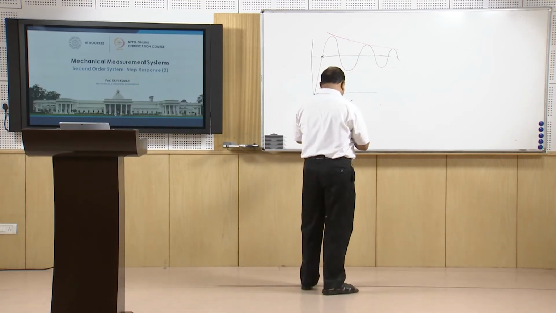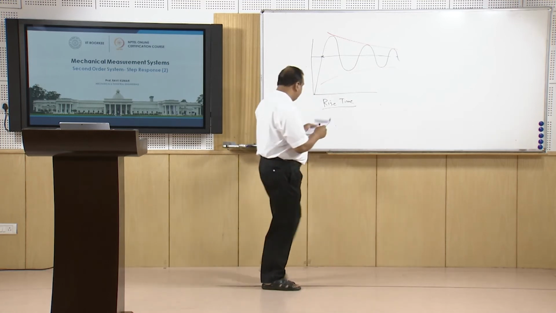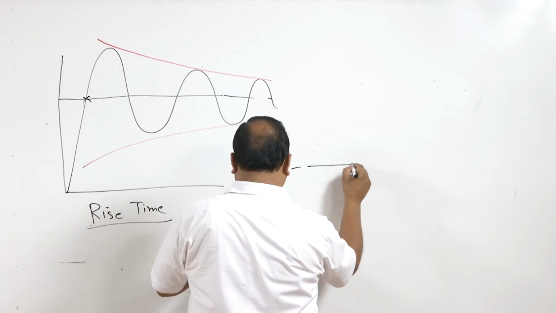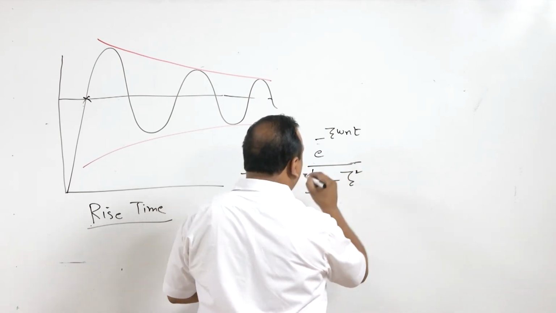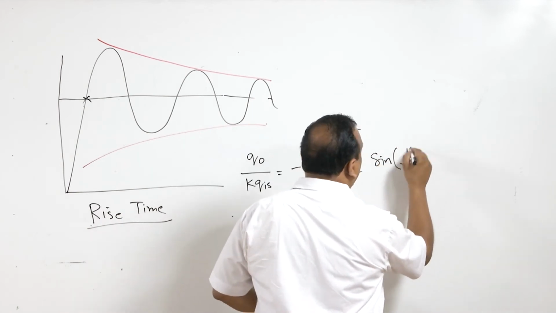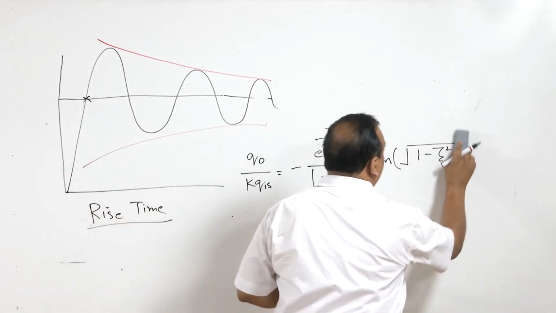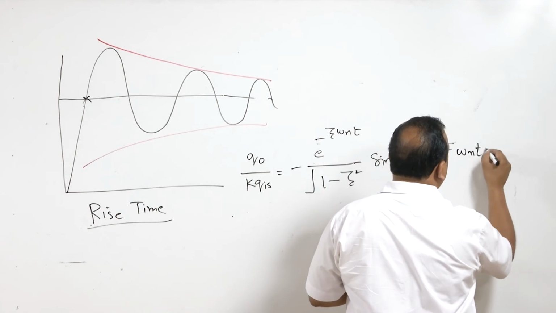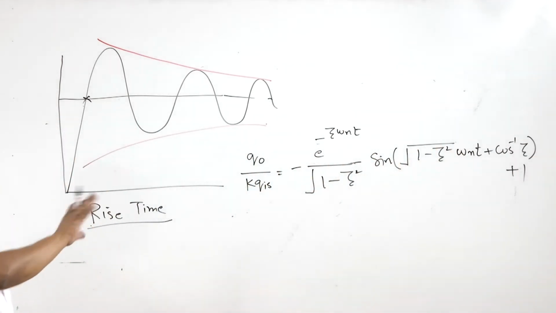look at the equation for underdamped vibrations, that is Qo by K Qis is equal to 1 minus e raised to power minus zeta omega n t divided by under root 1 minus zeta square, sine of under root 1 minus zeta square omega n t plus cos inverse zeta. That is the equation for underdamped vibrations.